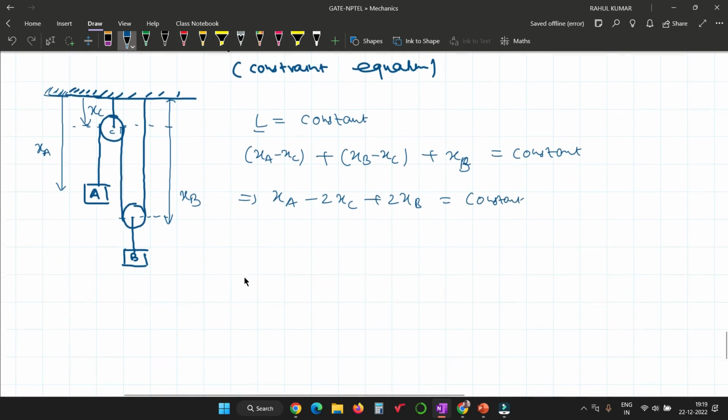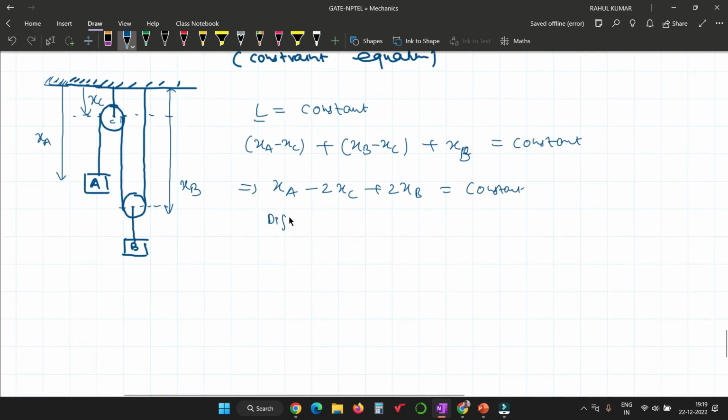Now differentiate this equation. What will you get? VA minus 2 times VC plus 2 times VB equal to 0. Are you getting with me?